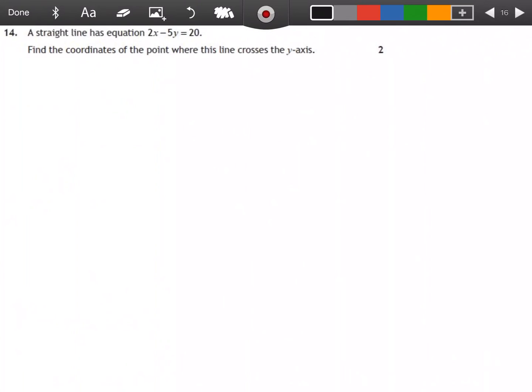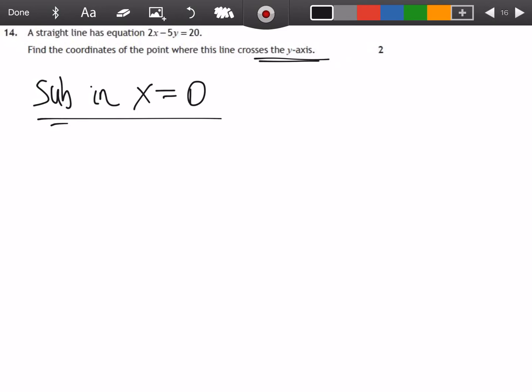Straight line has this equation. What's the coordinates of the point where it crosses the y-axis? Okay, to find where it crosses the y-axis, what do you do? You sub in something. Because it says where does it cross the y-axis, you sub in x equals 0. Okay, if it had said where does it cross the x-axis, you sub in y equals 0. So we sub in x equals 0. So 2 zeros, take away 5y equals 20.